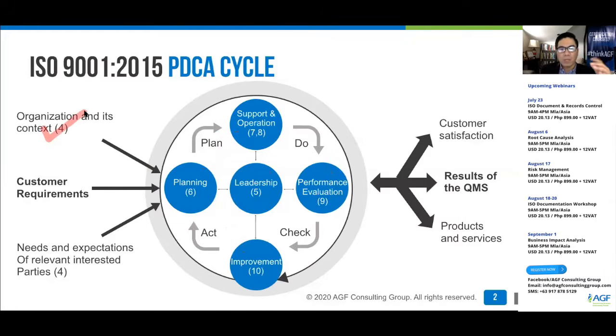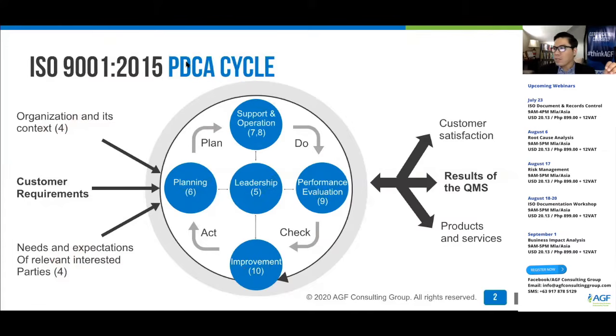Clause 4 would be context. What are your strengths, weaknesses, opportunities, threats? Who are your interested parties? What's your policy? How do you conduct risk assessment? What are the resources needed? How do you audit? And finally, how do you improve? Again, this is like a 30,000 feet overview of what ISO 9001 is all about. Of course, there are so many details underneath this, but that's going to be another story.